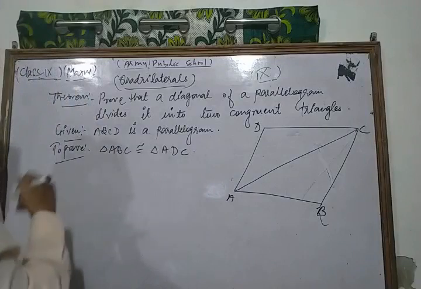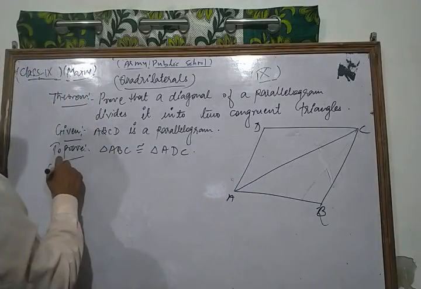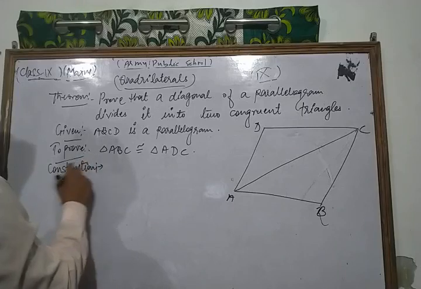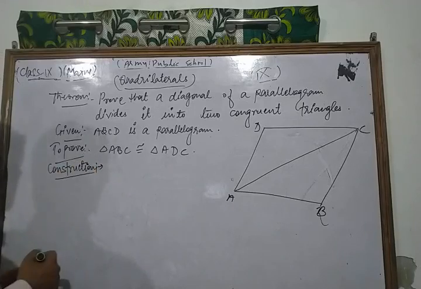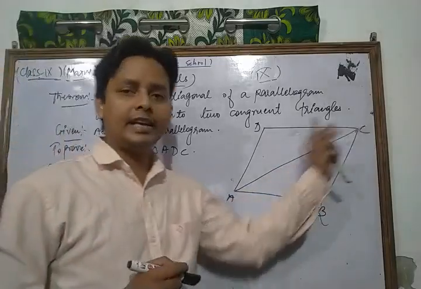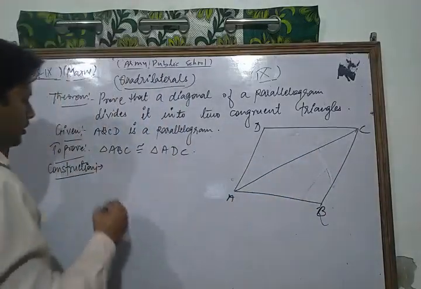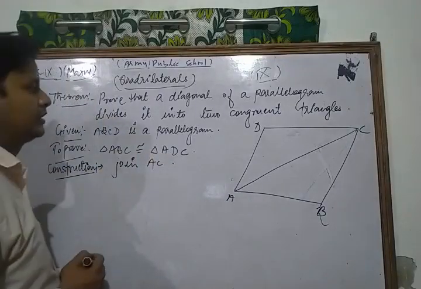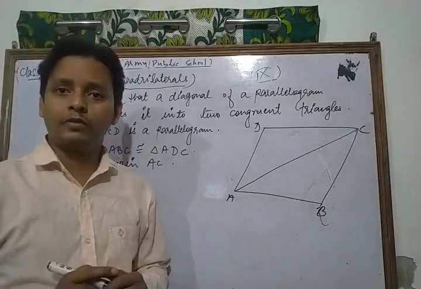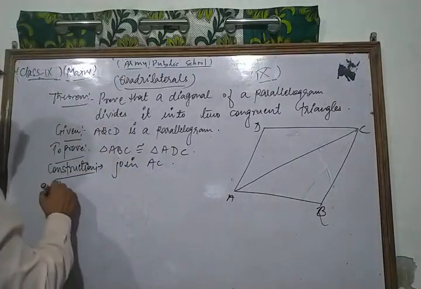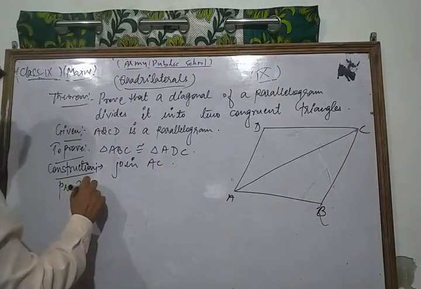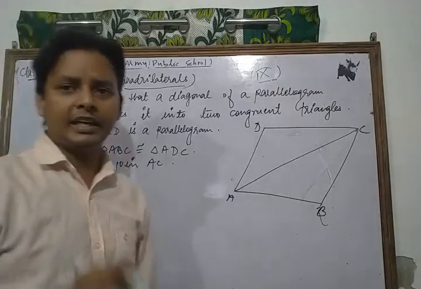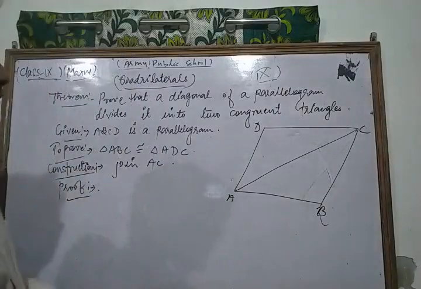Now the construction: we join AC. This is the construction, dear friends. Now we have to show it. Now we write the proof. This is the proper sequence for proving any theorem. Okay, now look at what I do.